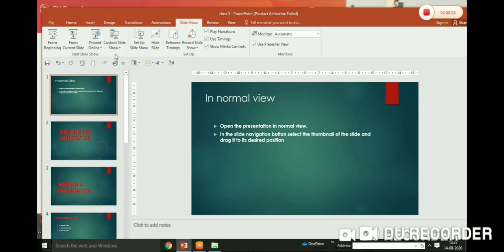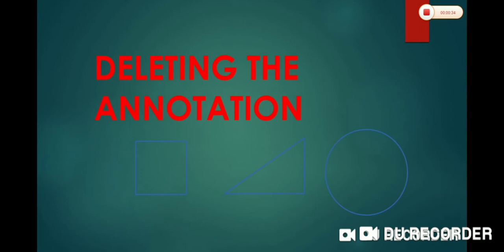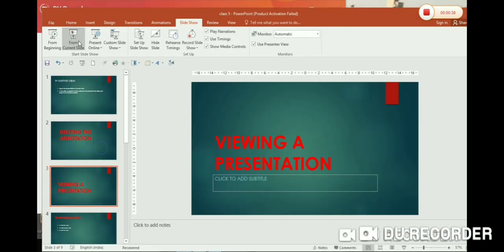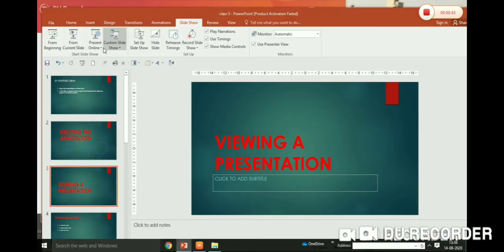So the first one is from beginning. It starts the slideshow from the first slide. The next one is from current slide. It starts the slideshow from the current slide. The next one is present online. It is used to broadcast the slideshow to remote viewers who can watch it online. The next one is custom slideshow.